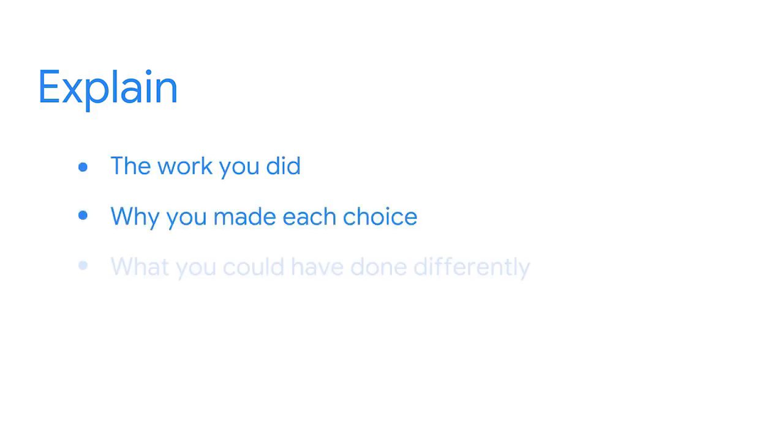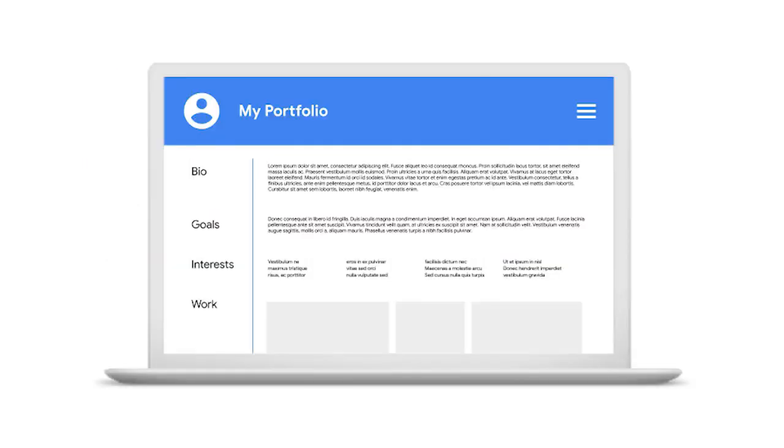When you've included all of the relevant parts from your project in your portfolio, you should also explain your process. Describe what work you did, why you made the choice, and what you could have done differently. It also helps to include a short biography. By describing your professional goals and interests, you can personalize your portfolio and make it stand out against other applicants.